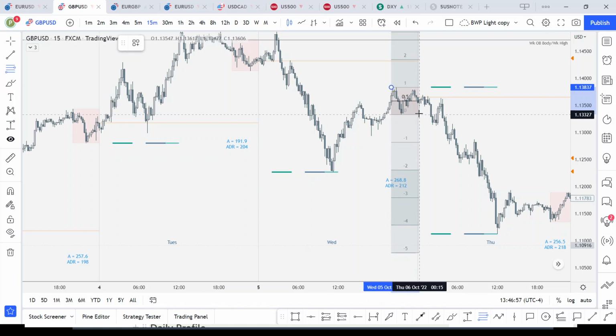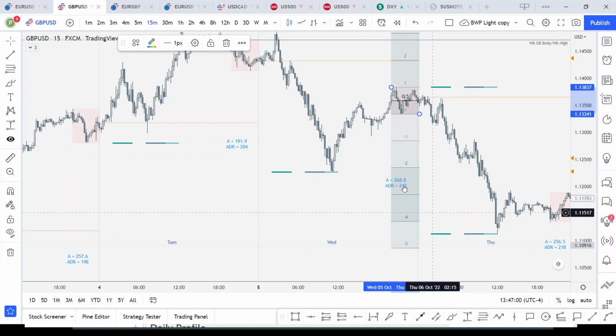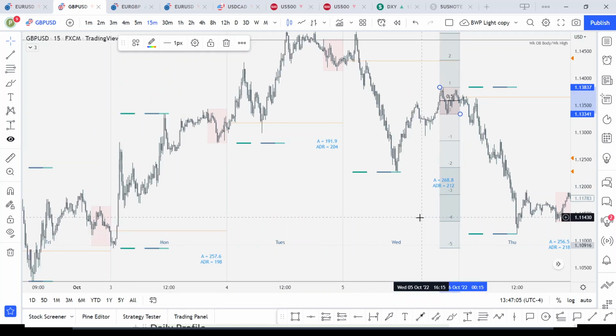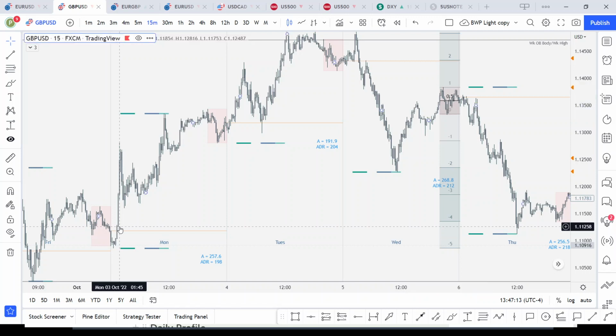At 2 to 3 standard deviation, 3 to 5 standard deviation below a PD array that has not been tested, either an order block or a fair value gap. You can see from here that this is an order block and this is a fair value gap right there. So I'll be looking to take profits at 4 standard deviation right there.